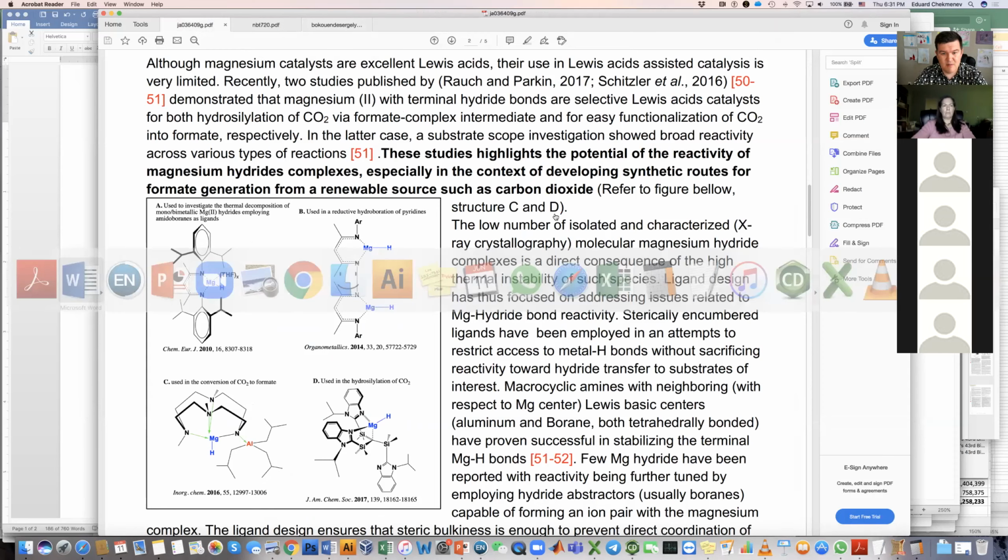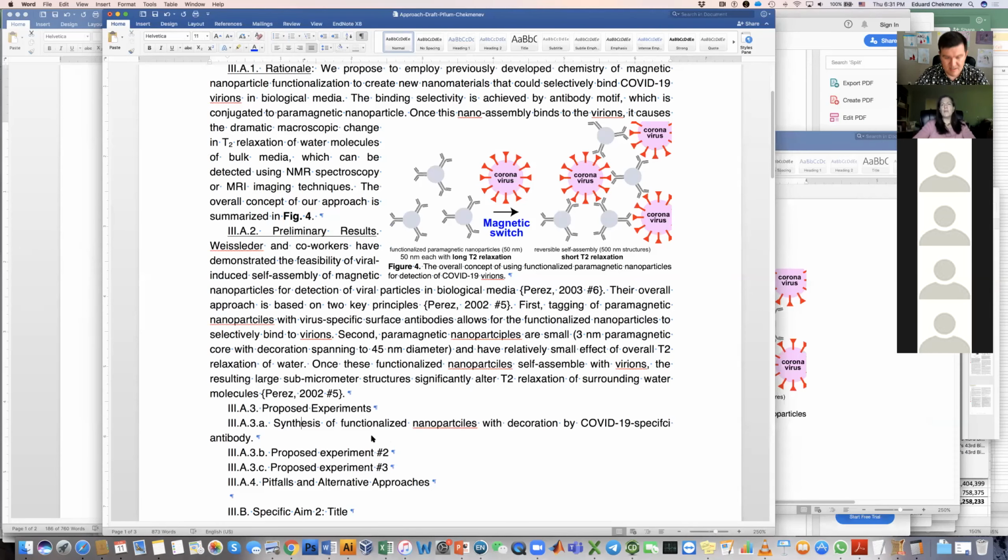Oh, are you talking about atomic force microscopy? Yes, atomic force microscopy. Thank you very much, Mariki. So proposed experiment number two, characterization of the synthesized materials by atomic force microscopy. Why? To confirm their size distribution.